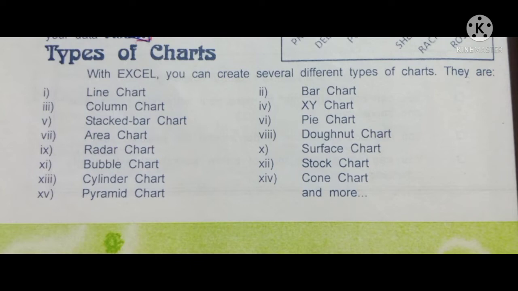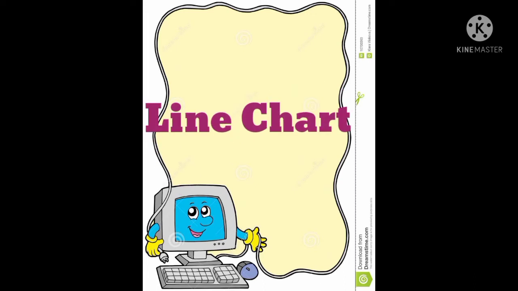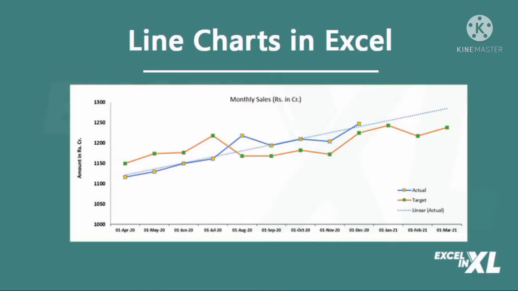Now students, here we are going to see one by one the different types of chart with explanation. So let's start. Charts are the pictorial representation of the data. They are easy to read and understand. Excel provides various types of charts. In that, first we are going to see the line chart. A line chart shows the trends in data at equal intervals. Line charts are useful for depicting the change in a value over a period of time.